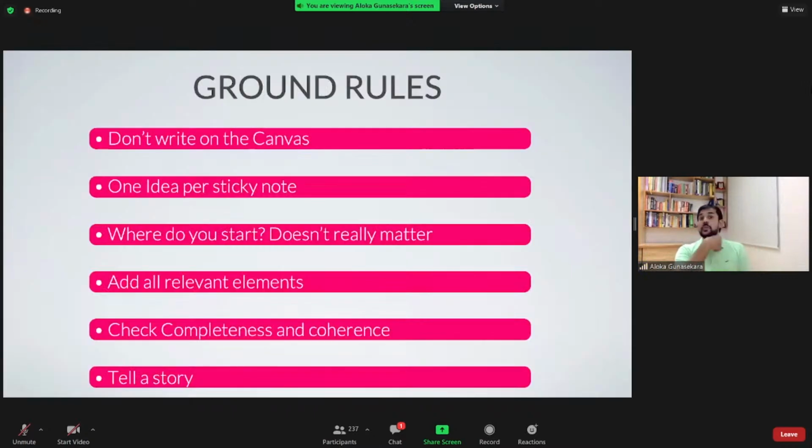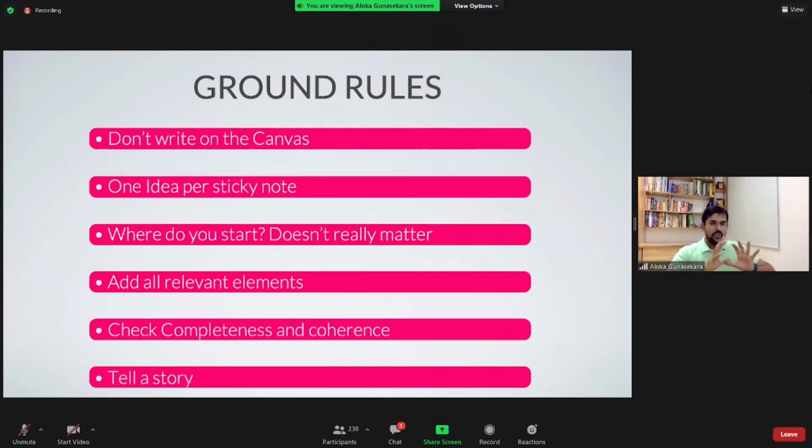Now, there are a few ground rules though. These are things that you should do and shouldn't do. Don't write on the canvas. Ideal case would be you print it on an A3 or A2 paper, massive paper, and then don't write on it. Use sticky notes, because sometimes you figure out that the idea you wrote down could be wrong, or you want to amend it. When that's the case, you just crumple the sticky note, throw it out, write the next idea, and keep things very, very simple. One idea per sticky note.